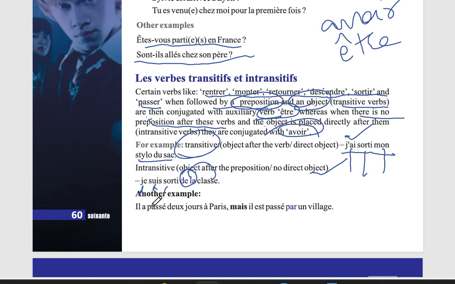Okay? Another example, il a passé 2 jours à Paris, right? See, avoir verb, passé, and then direct object. Clear? But subject, il est, être verb, passé, then after that there is a preposition. So if I'm using a preposition, I'm using the être verb here. Okay, that you have to learn.